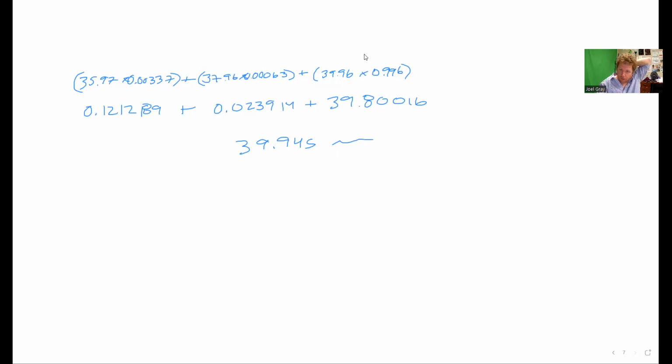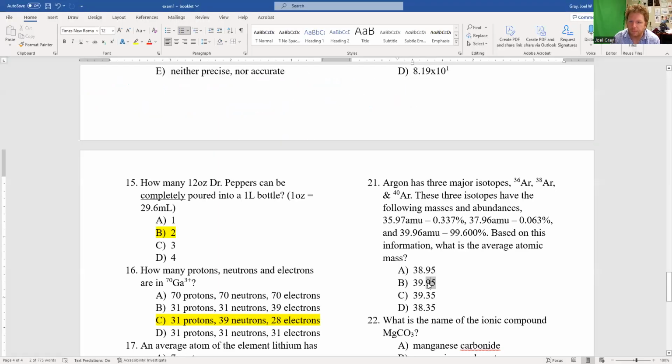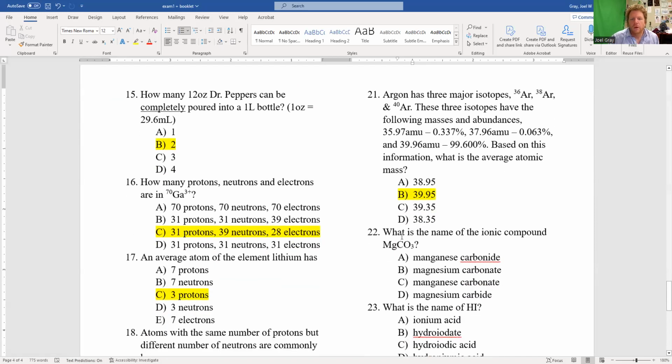So we got 39.945. Let's go ahead and look at our answer options. 39.95. That resembles what's on the periodic table, so you could have saved yourself a little bit of time there, but that periodic table might be a little bit different, or it might not have that number on there. Spoiler alert, for this specific question on your exam, you will not have that number. Okay, so B, 39.95 is the correct answer.